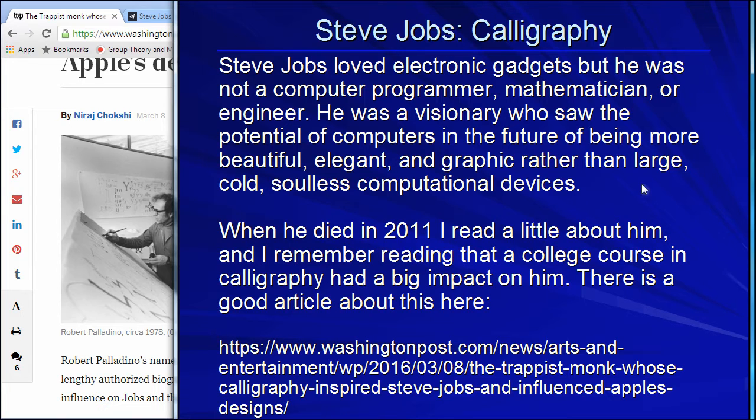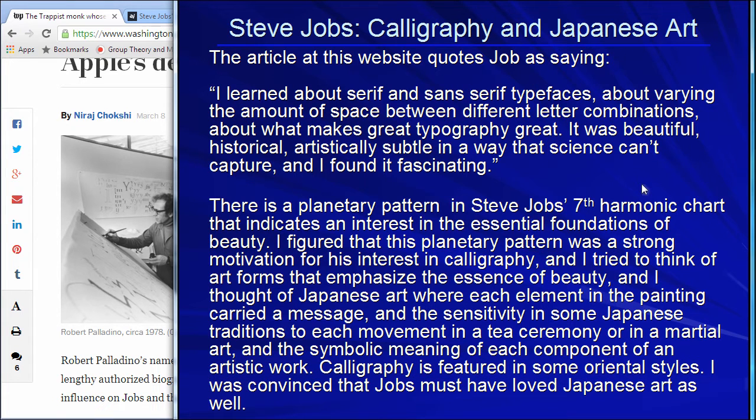it was actually before I read all these articles. I just started reading the article in Wikipedia and it mentioned the calligraphy, and I remembered that. And I started getting this image in analyzing Steve Jobs' seventh harmonic chart. I'm going to show you this. This is one of the things we do in vibrational astrology. We analyze these things called harmonic charts.